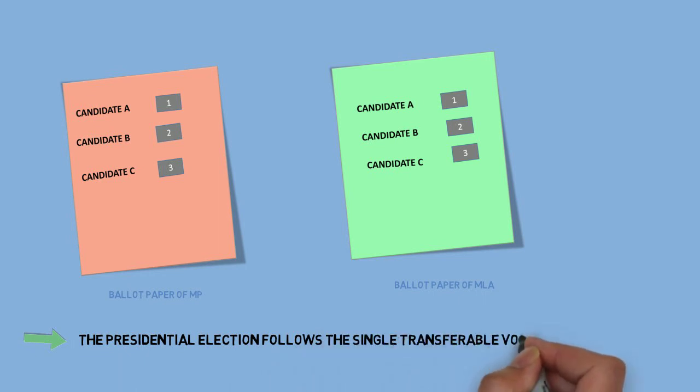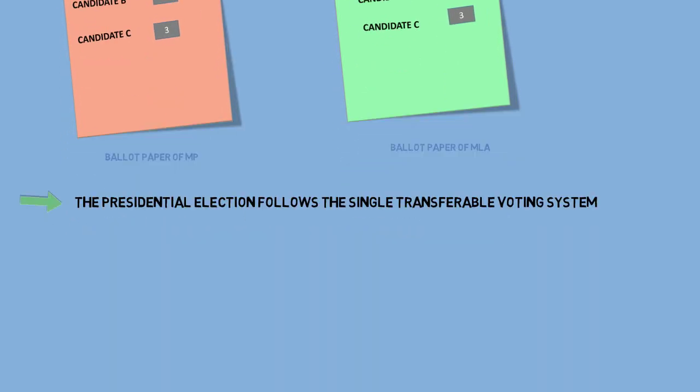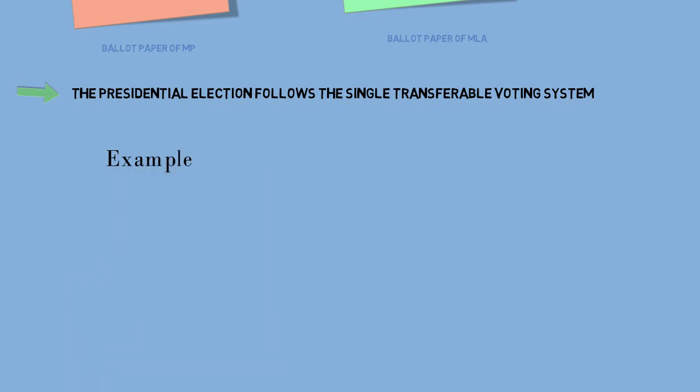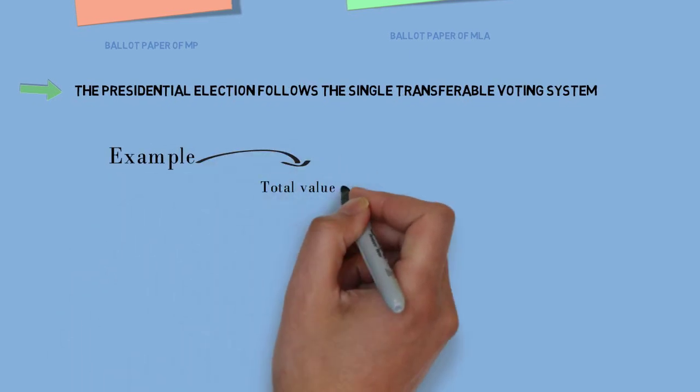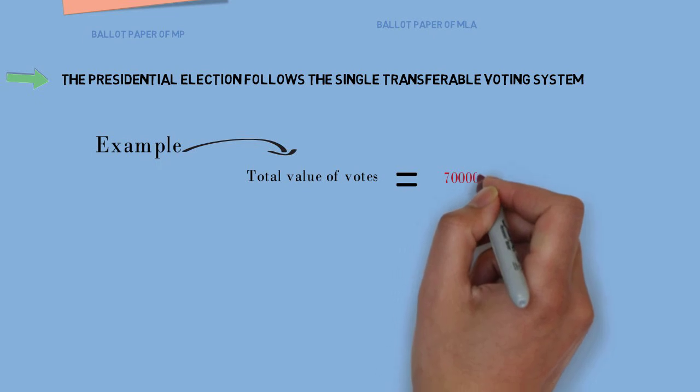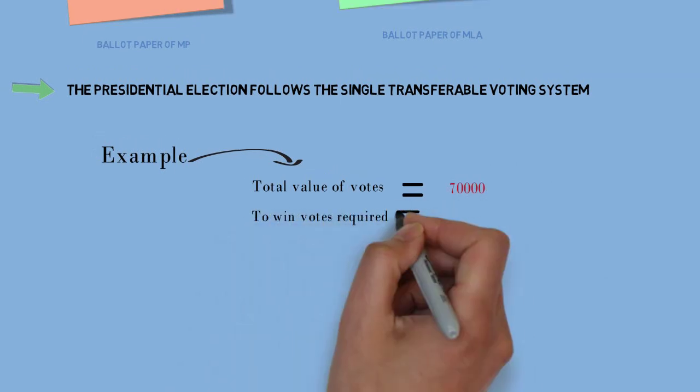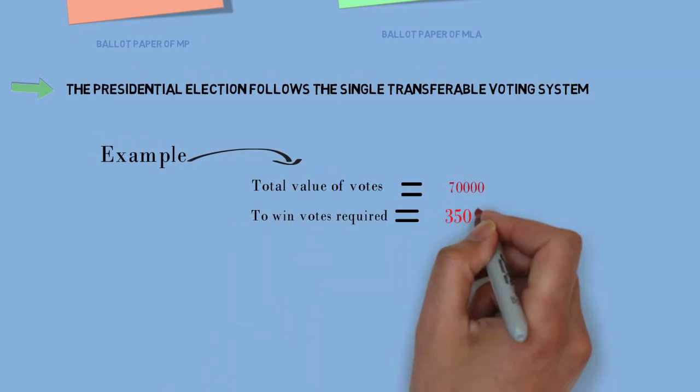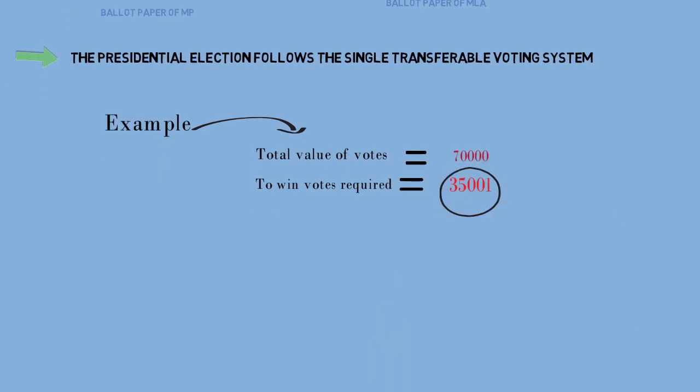What is the single transferable voting system? Let's understand with a simple example. Let's assume that the total value of votes is 70,000. To win, the votes required is half of this plus 1, that is 35,001. So the counting process begins like this.